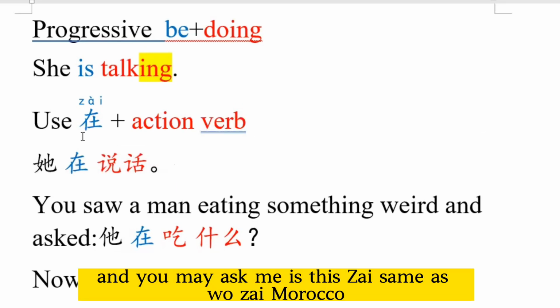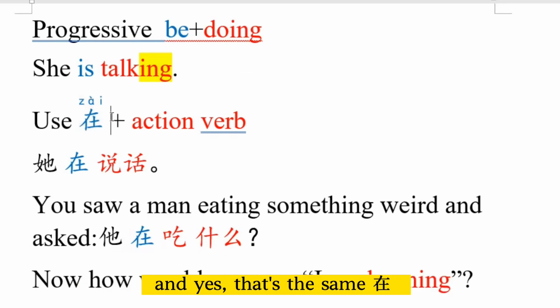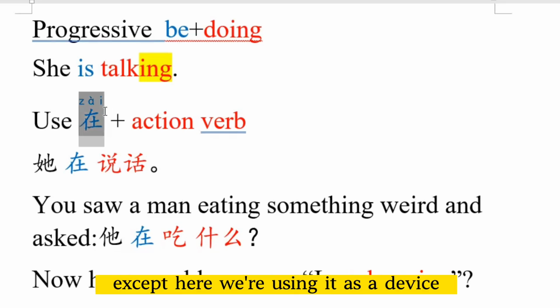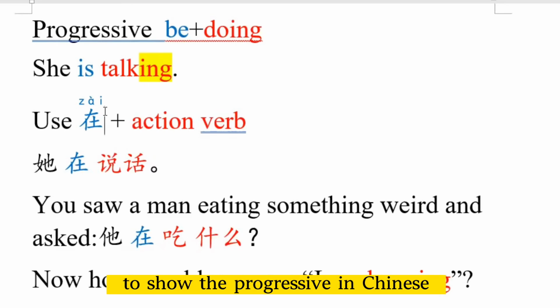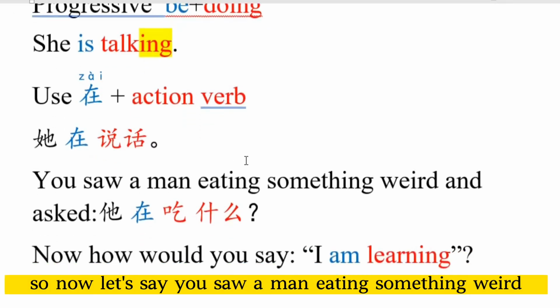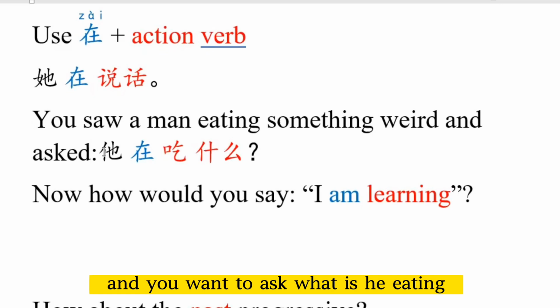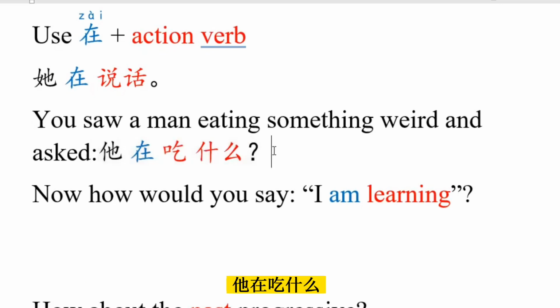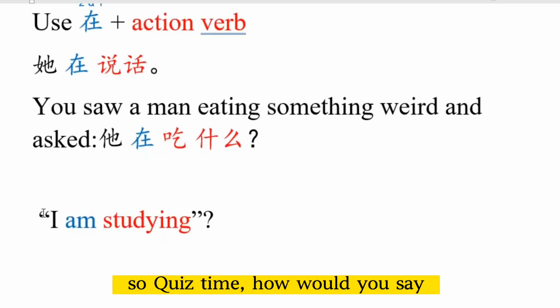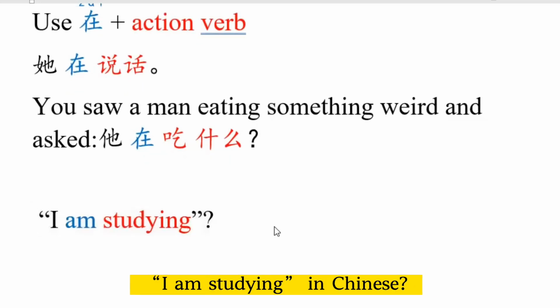Easy, right? And you may ask me, is this 在 same as 我在 Morocco? Yes, that's the same 在, except here we're using it as a device to show the progressive in Chinese. So now let's see, you saw a man eating something weird and you want to ask, what is he eating? 他在吃什么? So quiz time. How would you say I am studying in Chinese?